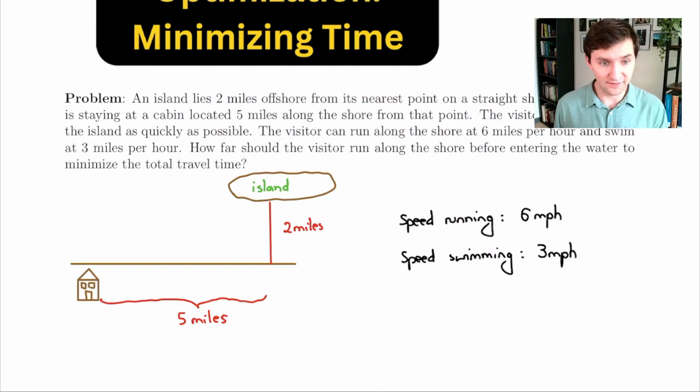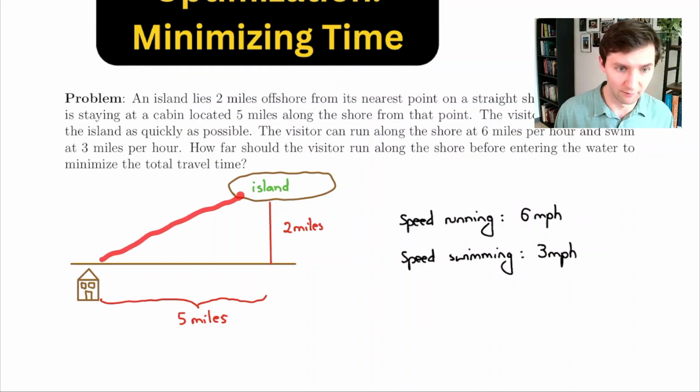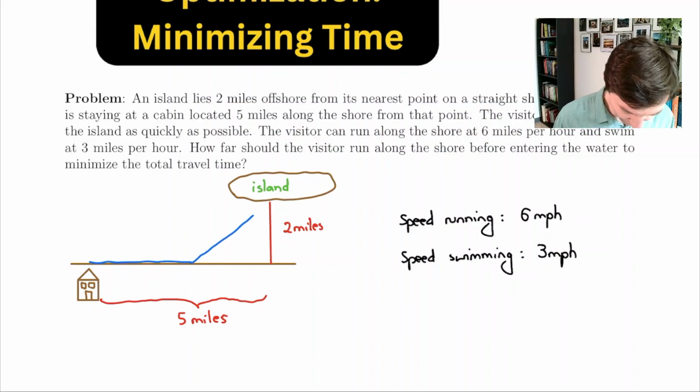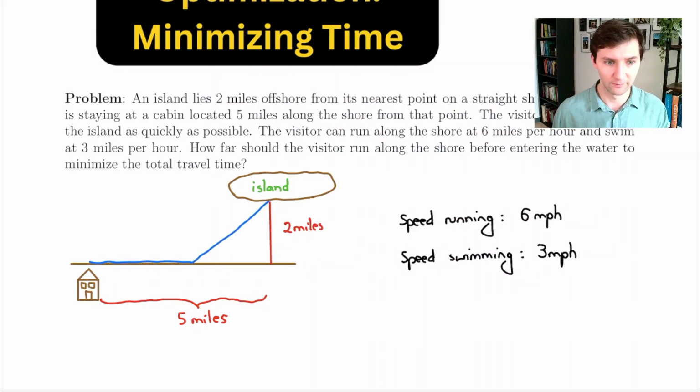The visitor has 3 possibilities. The visitor can start swimming right away. The visitor can run all the way and then start swimming. Or the visitor can run for a little bit and then swim for a little bit. Let's draw this last scenario. The visitor will run for a little bit and then swim for a little bit.